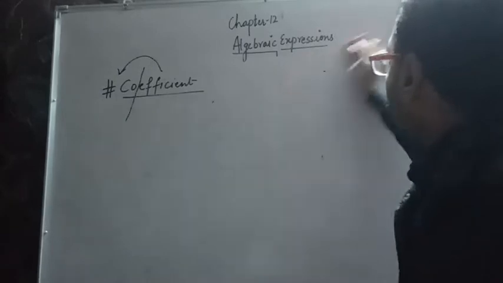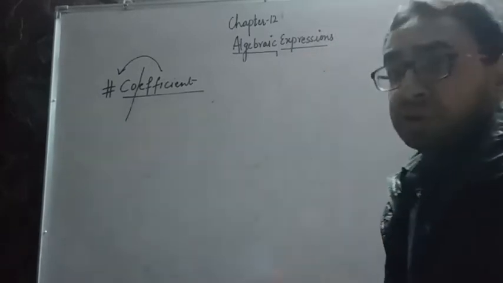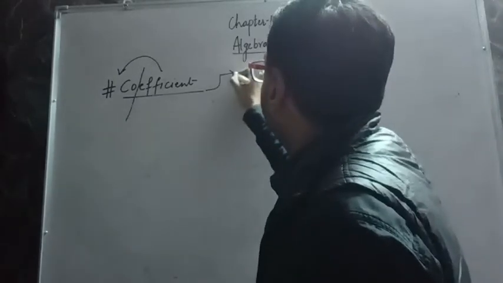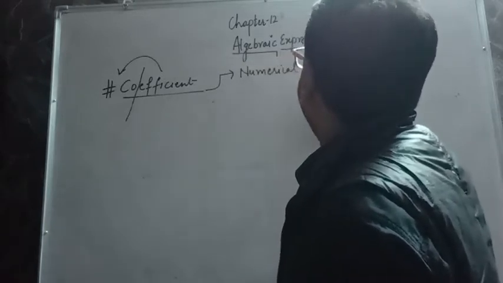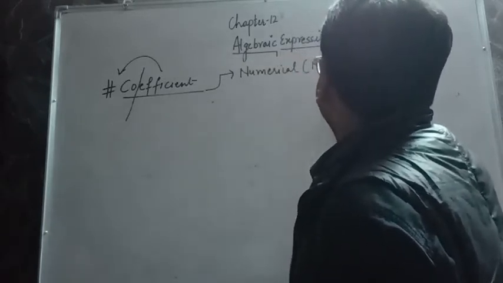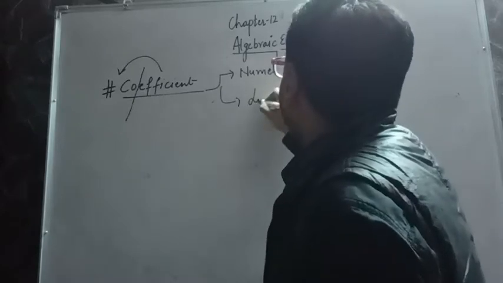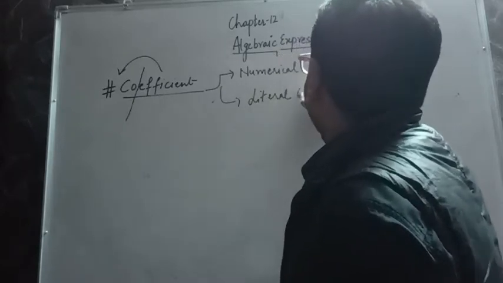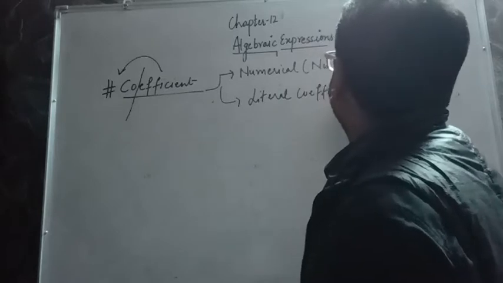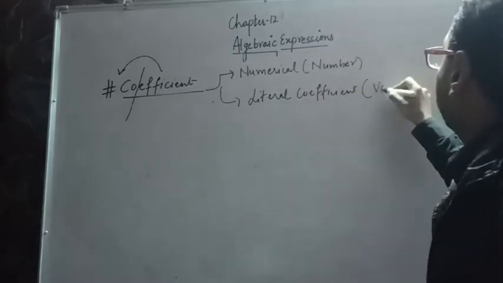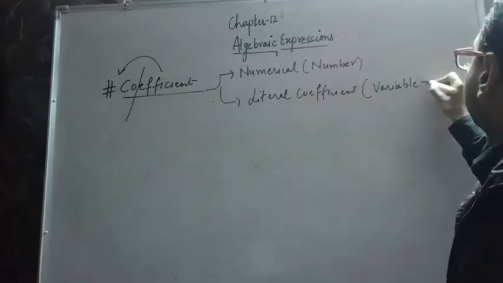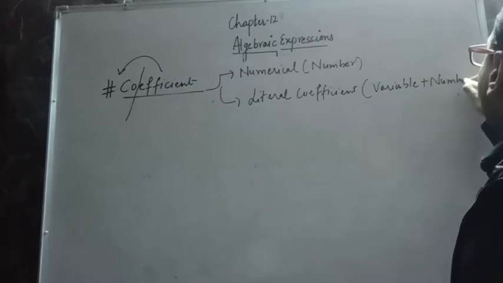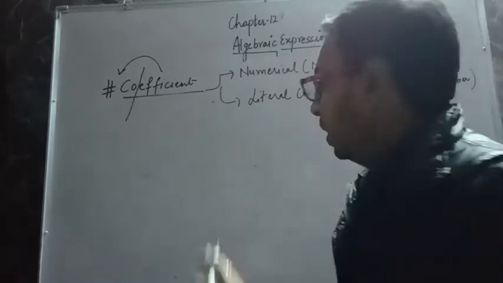Sometimes I was talking about the numerical coefficient. Basically, we have two types of coefficient. One is the numerical coefficient, which is only a number. Sometimes we have the literal coefficient, which includes a variable plus a number. Literal always means variable. Understand?